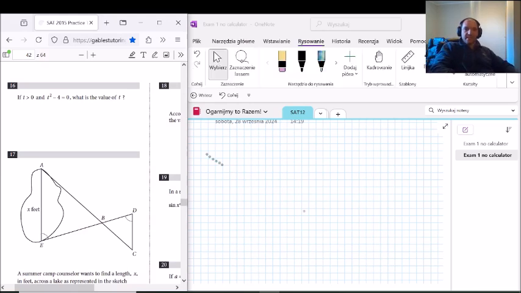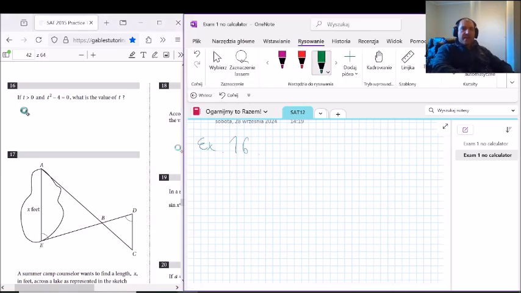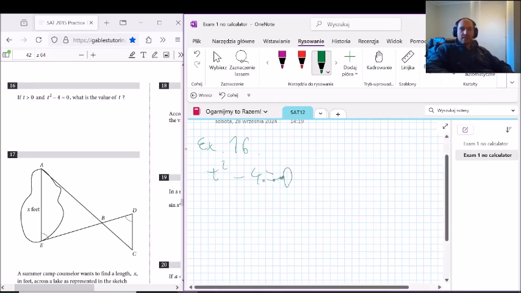So exercise 16. So what we have here. If t is bigger than 0 and t squared minus 4 equals 0, what is the value of t? T squared minus 4 equals 0. Well, very simple quadratic equation. We can solve it in many ways.